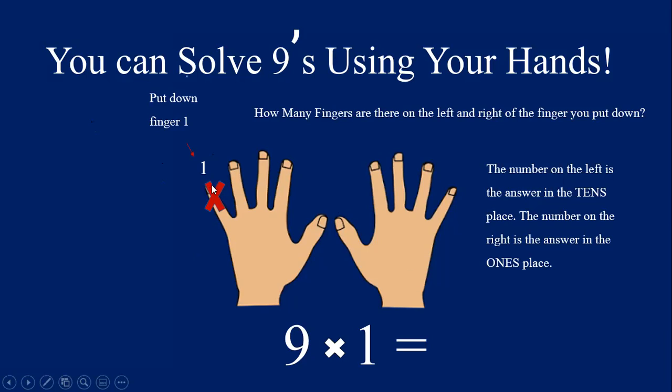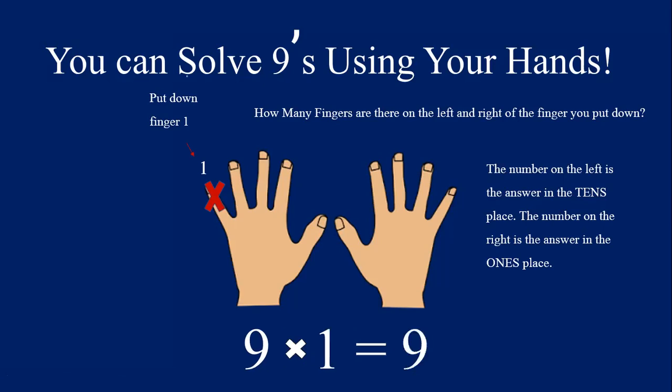Okay, so if we put down our first finger, how many fingers are up on the left? None, 0. So that's a 0 in the tens place, and we don't have to write that. How many fingers are up on the right? 1, 2, 3, 4, 5, 6, 7, 8, 9. So there's our answer. 9 times 1 equals 9. That 9 goes in the 1 spot.